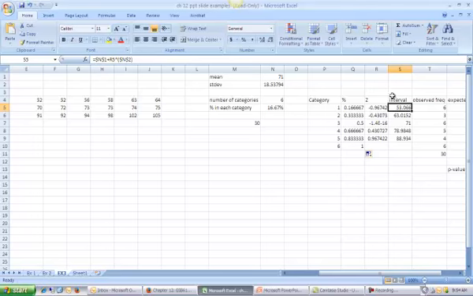Okay? So note there that I F4'd my mean and my standard deviation, and then I was just able to drag this down to get the upper end of the bottom half of my distribution and the upper end for the top half of my distribution. So let's talk about that when I figure out the observed frequencies.